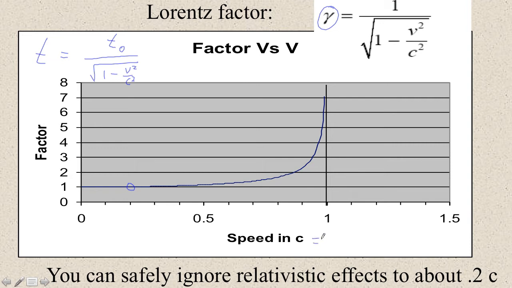The speed of light is, of course, 3.00 times 10 to the 8th meters per second. So as long as you're going slower than 3 times 10 to the 7th meters per second, you don't need to worry about this stuff.